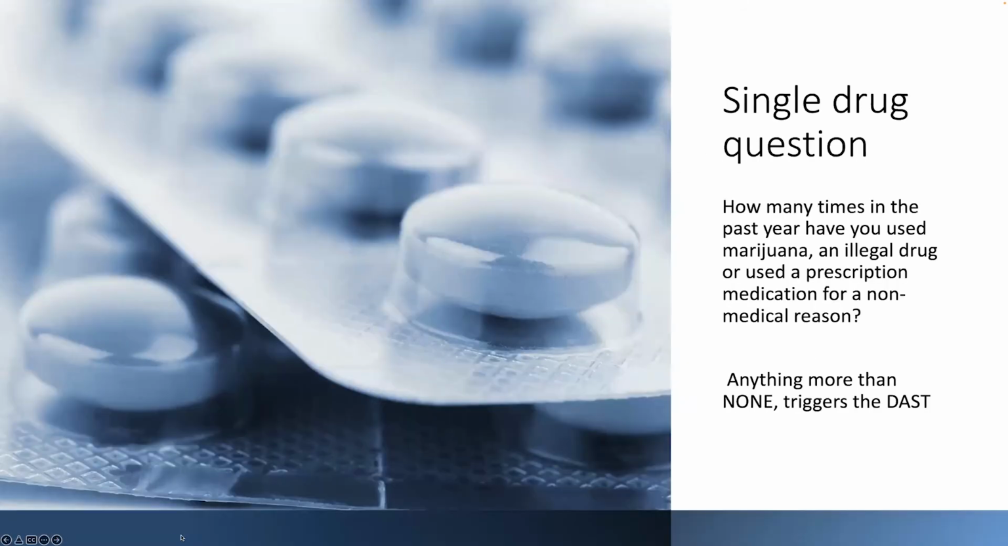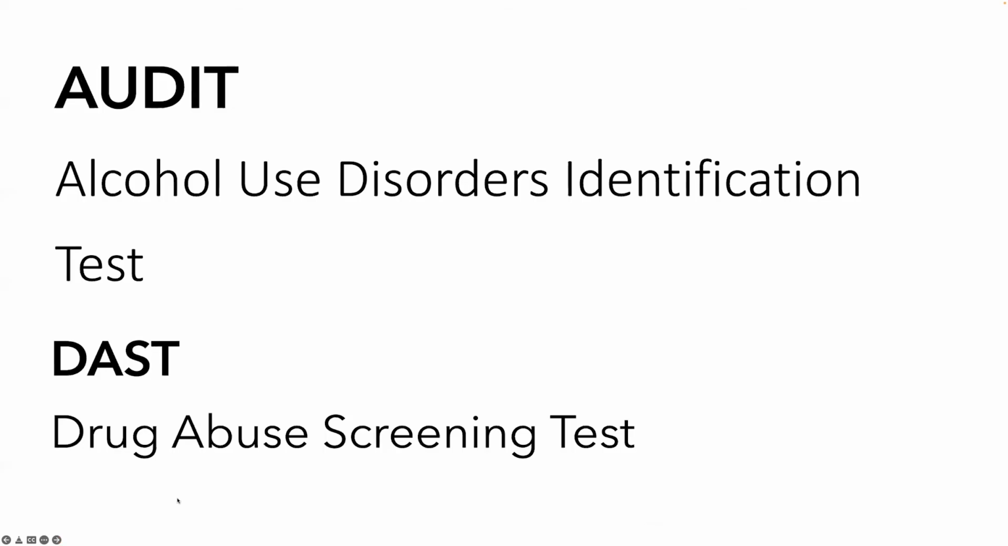For drugs, we can ask a single question. How many times in the past year have you used marijuana, an illegal drug, or used a prescription medication for a non-medical reason? Anything more than none indicates that we want to ask the person more questions. The questions that we ask to do the brief assessment are the AUDIT, the Alcohol Use Disorders Identification Test, and the DAST, the Drug Abuse Screening Test.